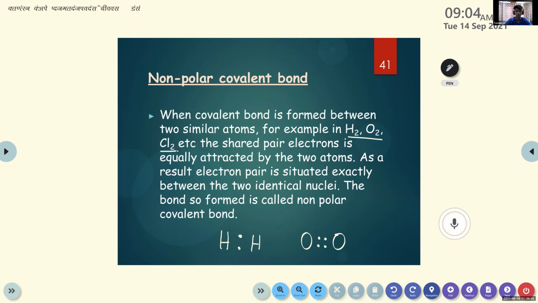When a covalent bond is formed between two similar atoms, for example in H2, O2, Cl2, etc., the shared pair of electrons is equally attracted by the two atoms. As a result, the electron pair is situated exactly between the two identical nuclei. The bond so formed is called a non-polar covalent bond.